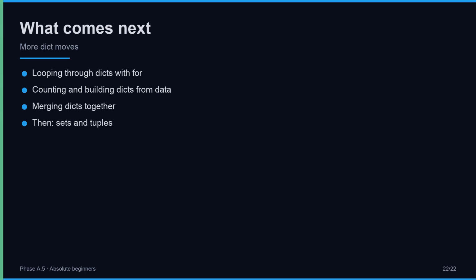Next you learn how to loop through a dictionary using a for loop, walking through keys, values, or pairs one at a time. Then you meet patterns like counting with dicts, building dicts from data, and merging 2 dicts together. After that, we slow down on sets, the unique items collection, and tuples, the fixed, unchangeable record type. The collection's journey continues, one atom at a time.